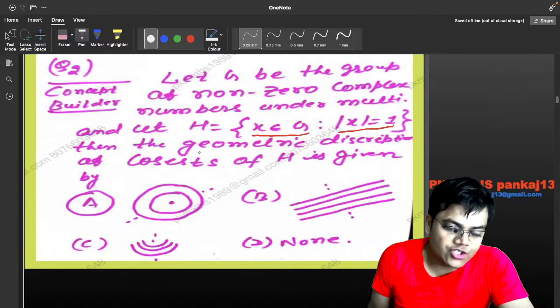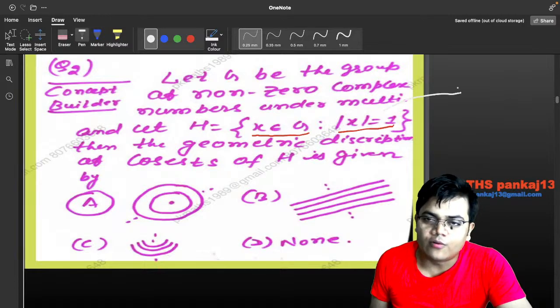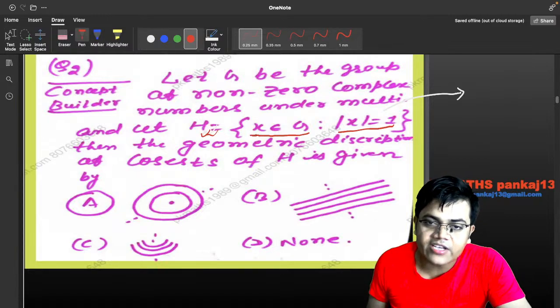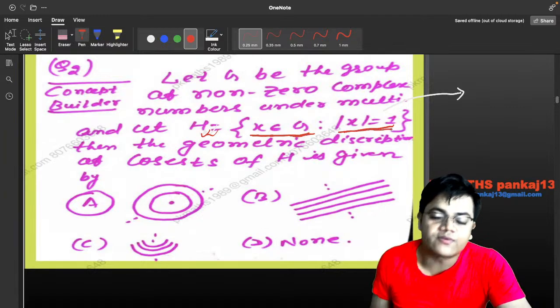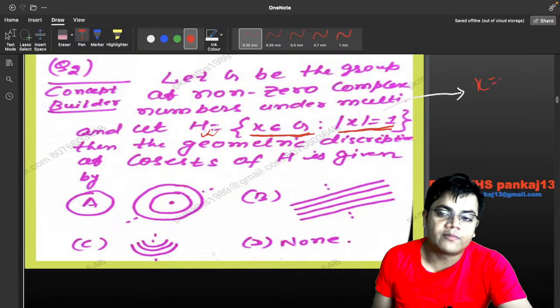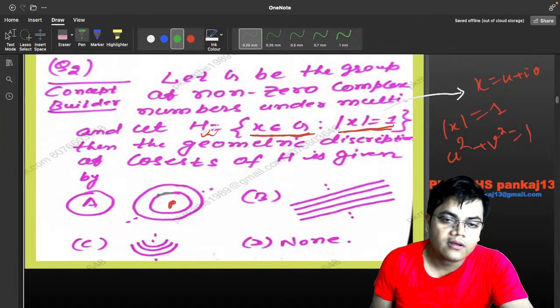And this time Ashish Tiwari ji is absolutely right. Because he can easily observe the elements from H. H is nothing but x from G with mod x equal to 1. What does it mean? If x is a complex number, then for example it will be of this type, u plus iota v. Then mod x equal to 1 will give you u squared plus v squared equal to 1. Certainly a unit circle, isn't it? Yes, you will just get the unit circle, which is over here.